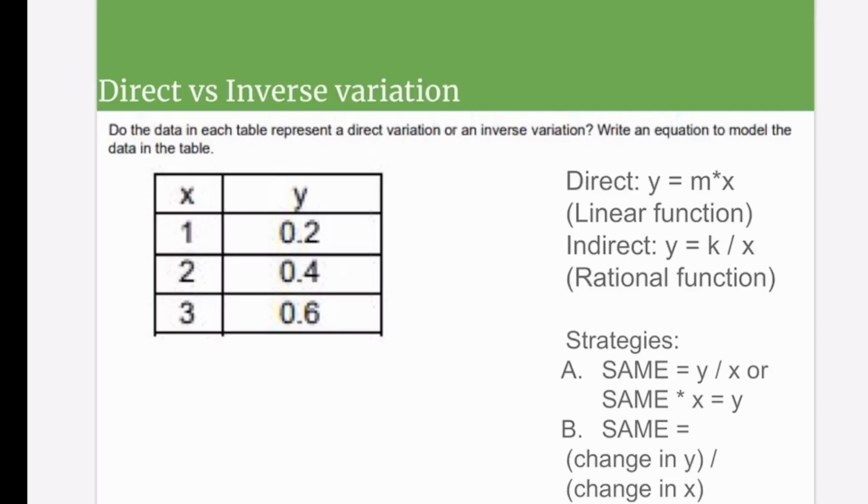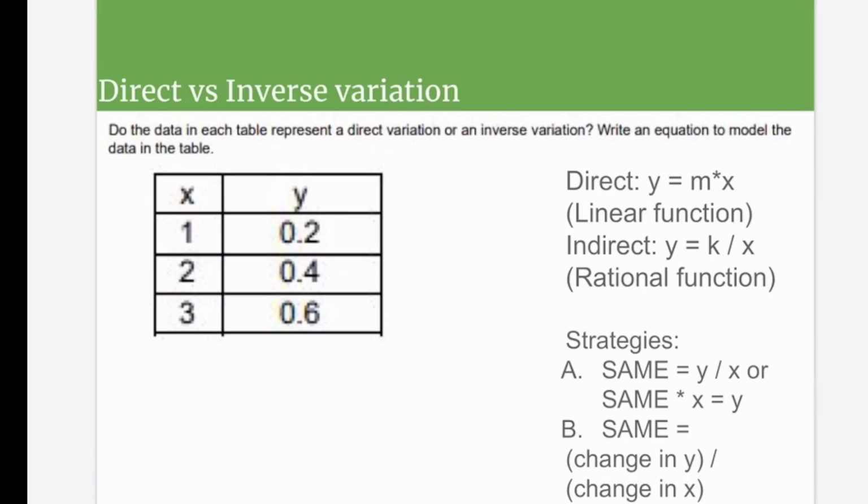Let's learn about direct and indirect variation. So here we're given a table and we're asked if this represents a direct variation or an inverse variation, and then to write an equation depending on how that works.